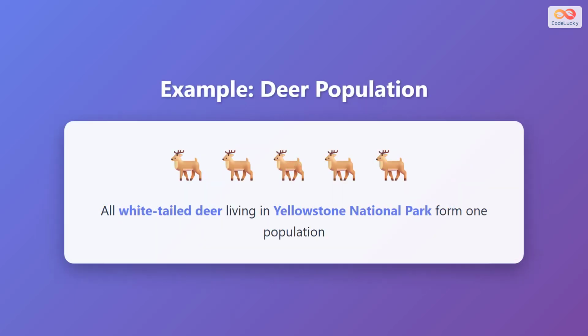Here's a concrete example. All white-tailed deer living in Yellowstone National Park form one population. They are the same species, they live in the same geographic area, which is Yellowstone, and they exist there at the same time. This satisfies all three requirements of a population.